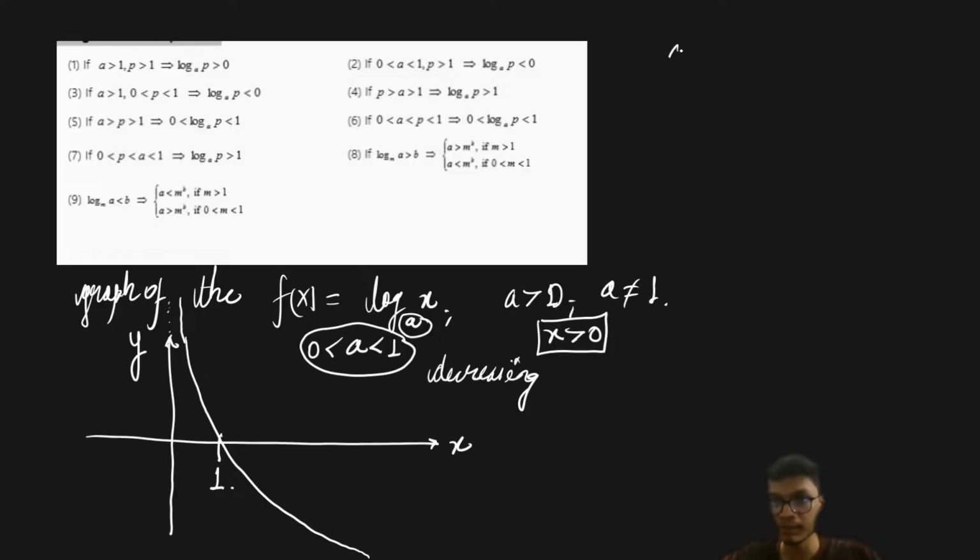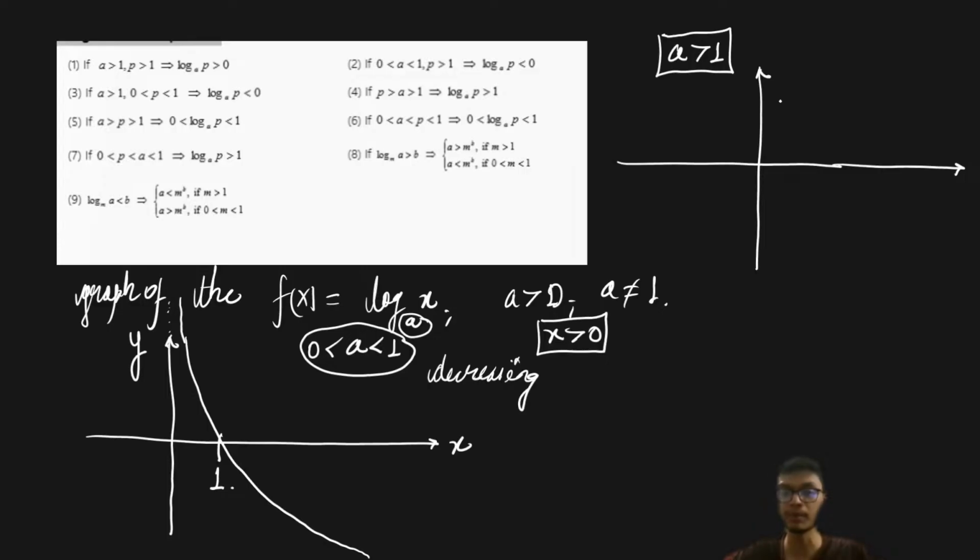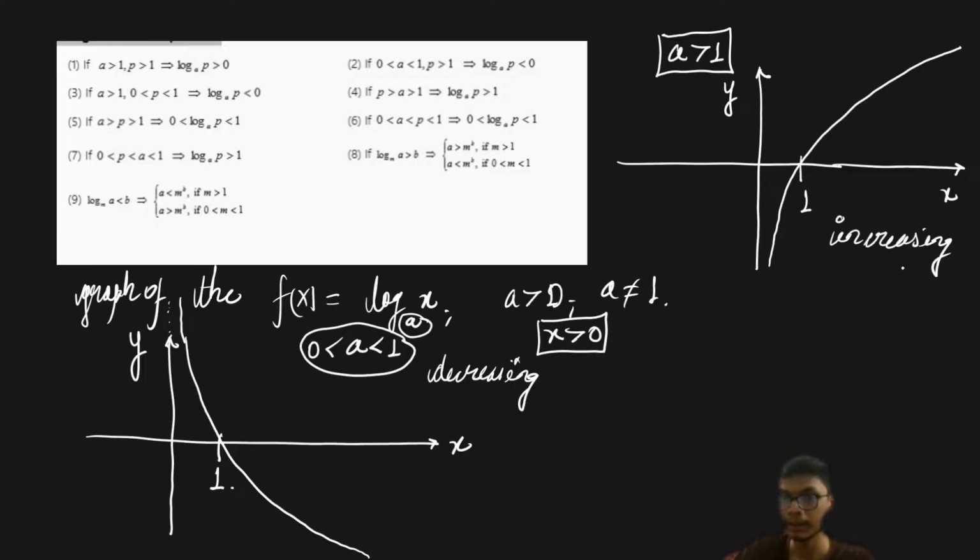Now, similarly, if your base is greater than 1, then the case is like this. It is an increasing function and it will be concave downward, right? You will have the curve like this. So when your base is greater than 1, it is an increasing function and concave downward.